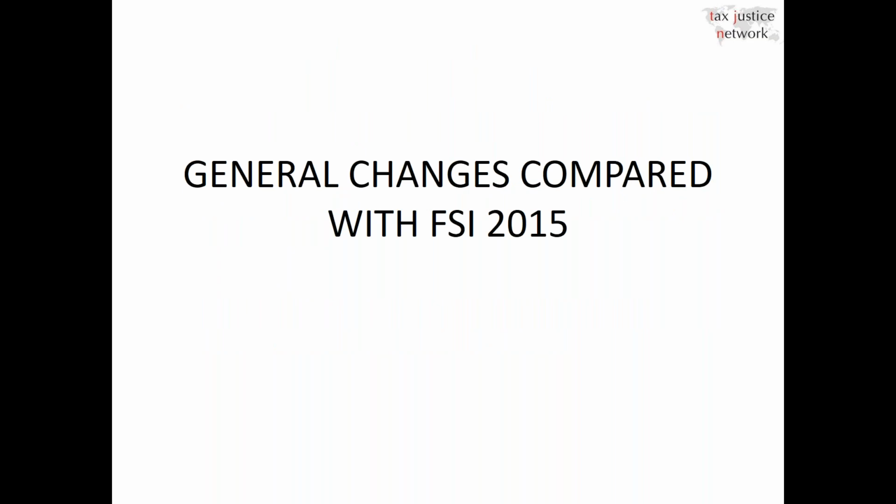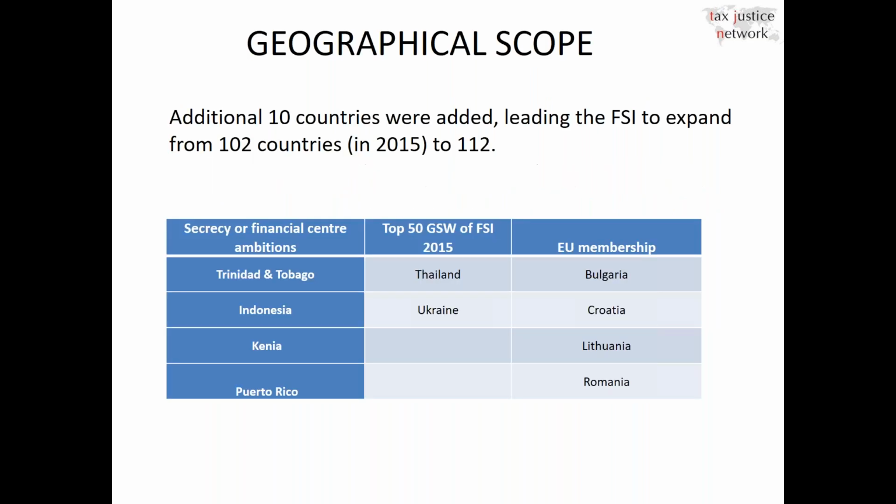So first I will update you on the general changes of the index compared with the FSI 2015. In terms of geographical scope, we've added 10 countries, which leads the FSI to expand from 102 countries in 2015 to 112. The decision on the specific countries was based on several considerations. So first, we expand the coverage by adding the top 50 exporters of financial services as measured by the FSI 2015. And this adds 2 countries, Thailand and Ukraine, as you can see in the middle column.